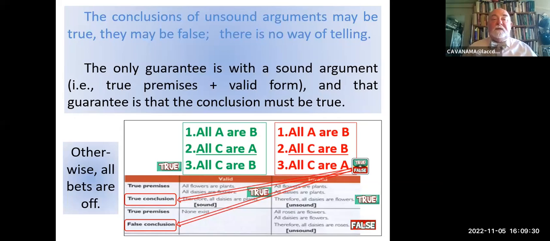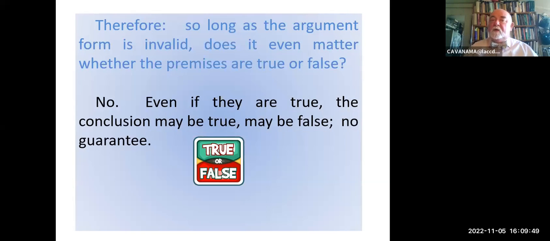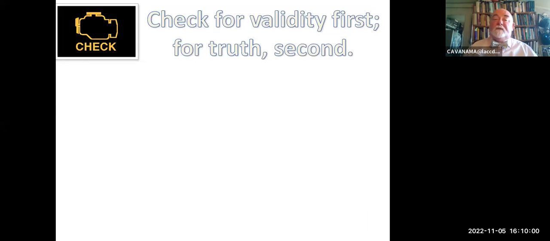The guarantee is with a sound argument, with true premises and a valid form combined. That guarantee is that the conclusion must be true, but otherwise all bets are off. Therefore, so long as the argument form is invalid, if you establish that first, does it even matter whether the premises are true or false? No, it doesn't. Even if they're true, the conclusion might be true, but it might be false. There's no guarantee. So this leads to the following general rule. I've stated this before, but now you can see the rationale for it. Check for validity first, check for truth second.